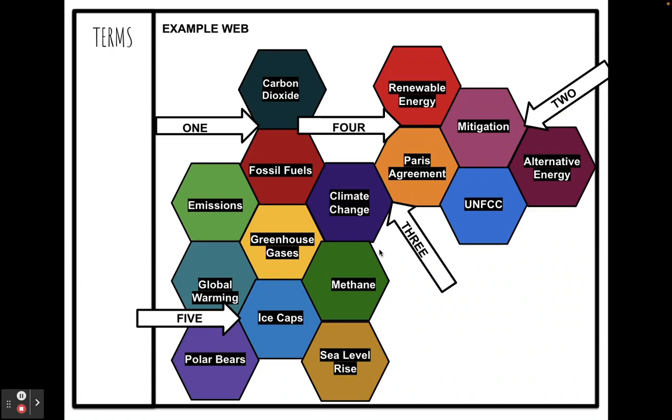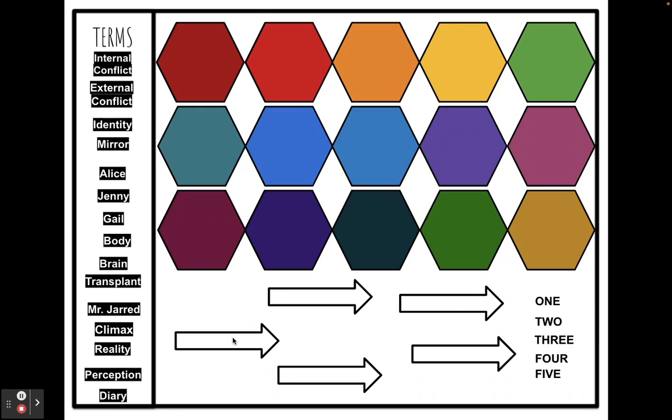So sometimes your connection is just going to be to one other word. Sometimes it's going to be to a couple different words. Sometimes it's going to be to 3 or 4. This is what your starting deck looks like. What I like to do is move all of these hexagons off to the side and move all the arrows and words off to the side so I have a blank paper. I'll show you what that looks like.